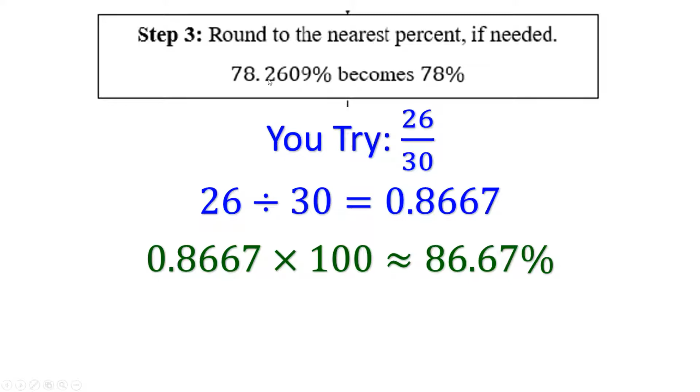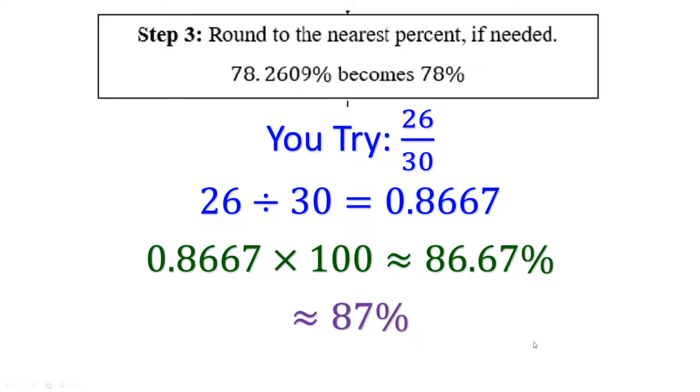This number is less than 5. That means that this stays an 8. So this is a 78%. So what would 86.67% become if you round it to the nearest whole percent?